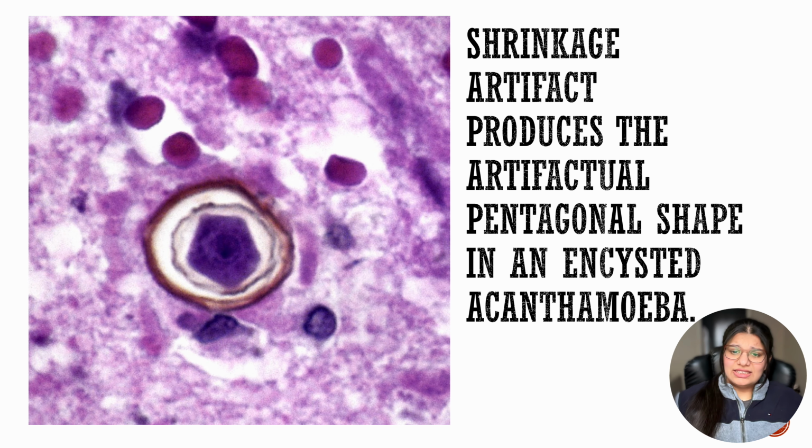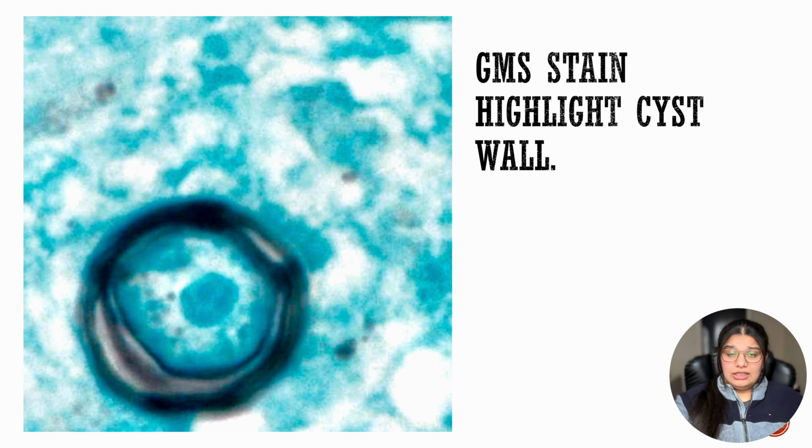Now, some of the Acanthamoeba species can be encysted too, with a cyst wall surrounding it, and this is a good example of that. The image is again taken from ExpertPath, and this is the shrinkage artifact which has made this pentagonal shape within the encysted form. And GMS stain can be used to highlight the cyst wall of Acanthamoeba species. It's a good stain for highlighting the organism.